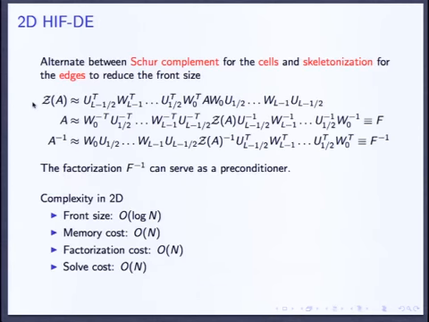Now, what is the main idea here? The main idea is that we alternate between the Schur complement for the cells and the skeletonization for the edges to reduce the front size, to always keep the front size a pretty small number. So at the end, we have this factorization for our 2D problem. Because each of these elementary row or column operations can be inverted or transposed fairly easily, this allows us to give a factorization of the inverse of the matrix. When the approximation is accurate, this can be used as a direct solver. When the approximation itself is not accurate, this can be a good preconditioner. As you will see, the front size is much smaller now. It used to be square root of n, but now it's order n, and the memory, factorization cost and solve cost are all linear.